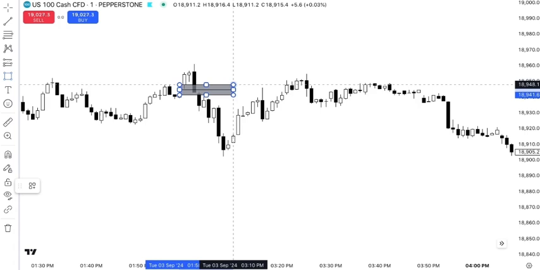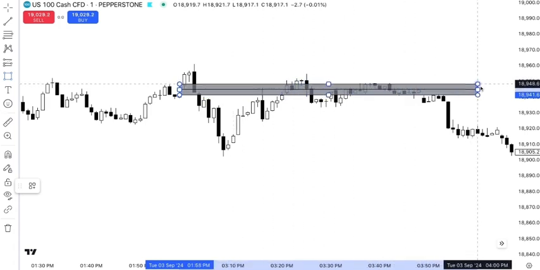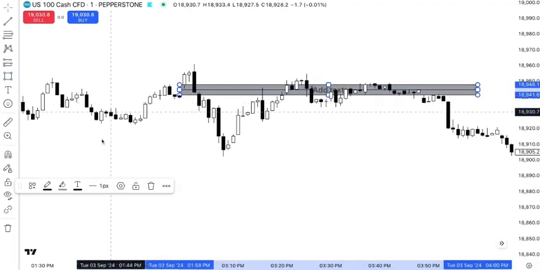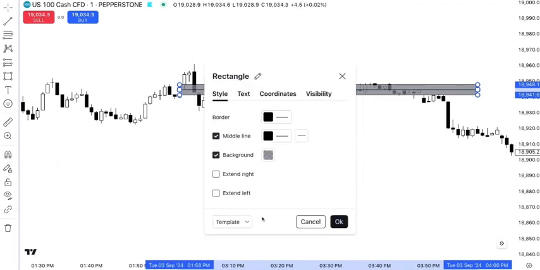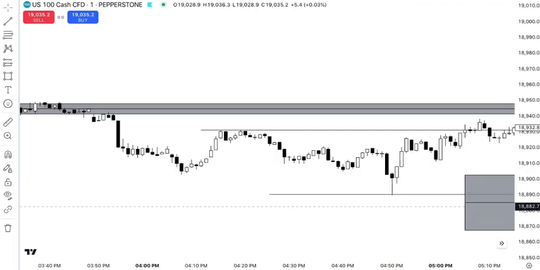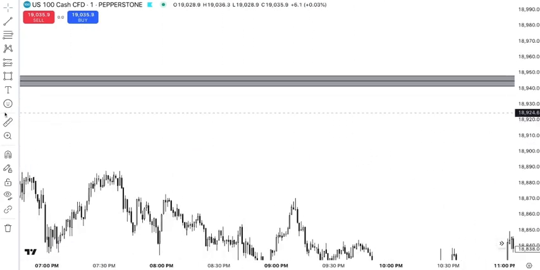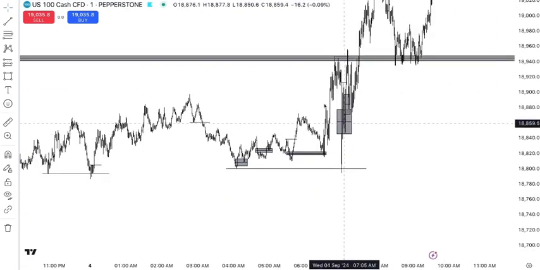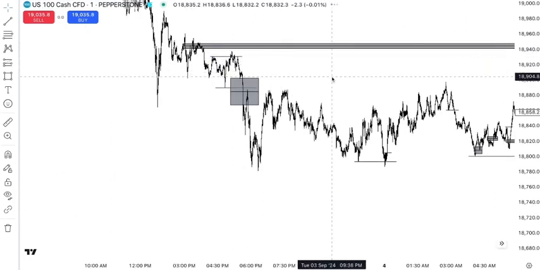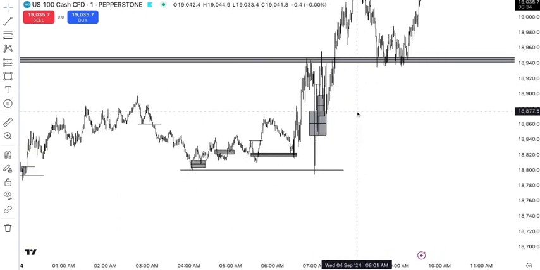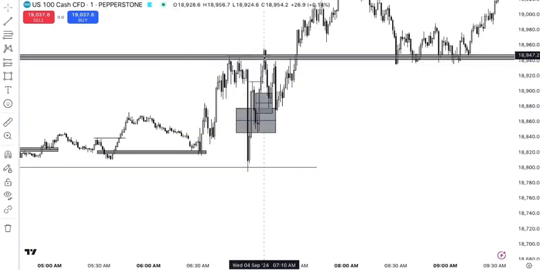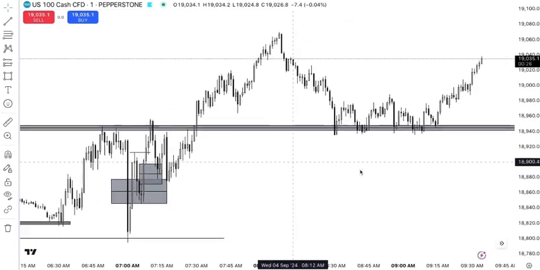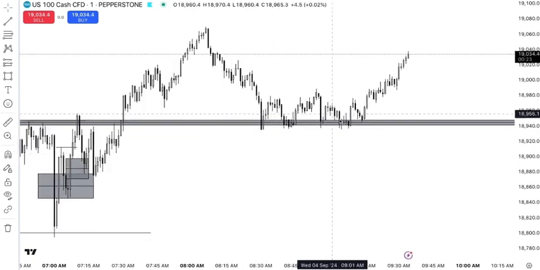So market opened right there, and you want to just drag it, or you can also go into style and then extend to the right, and that basically just marks out what you can use. As you can see right here, we marked that out, and today's trade came up into there twice. So you can use that as a draw on liquidity as well, and the market keeps bouncing off of it.